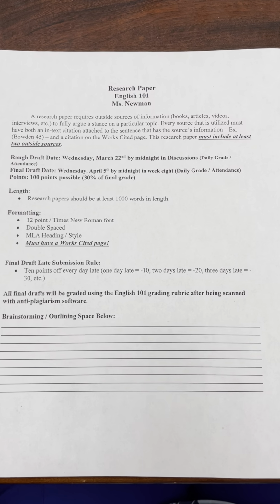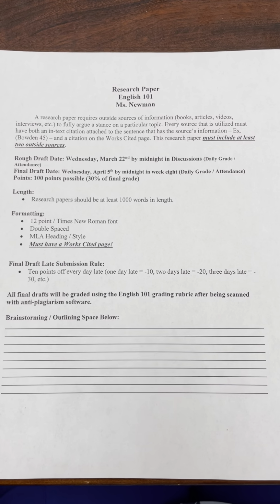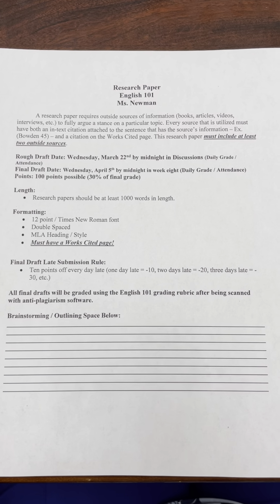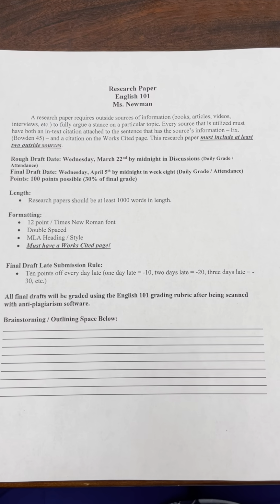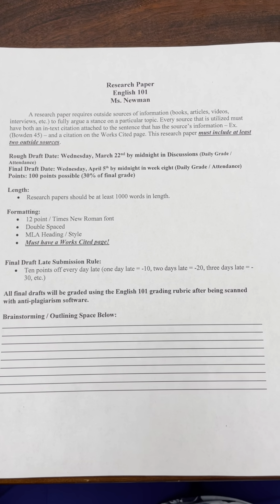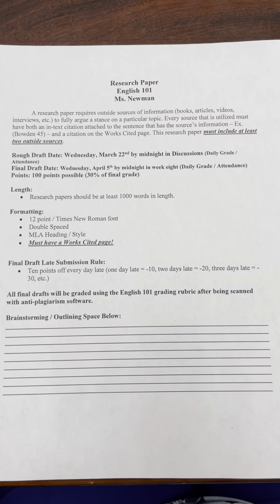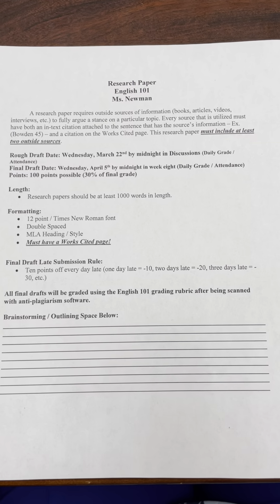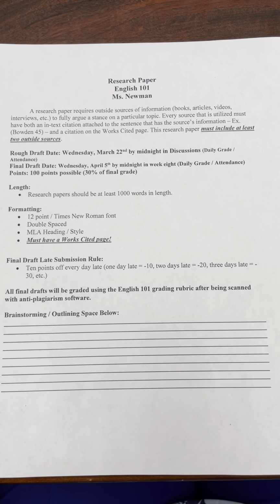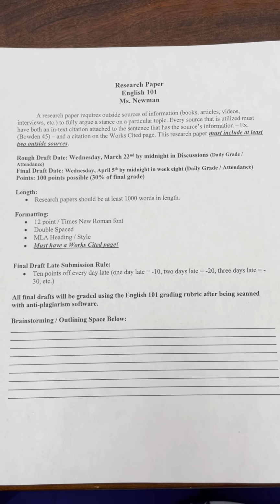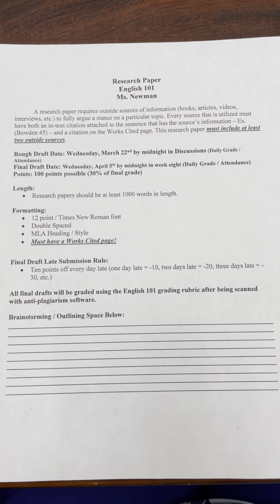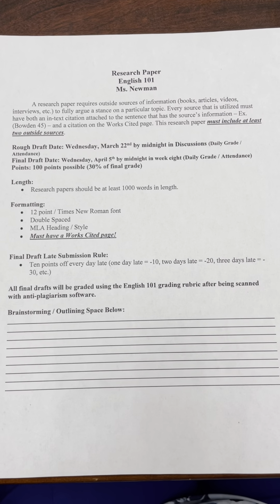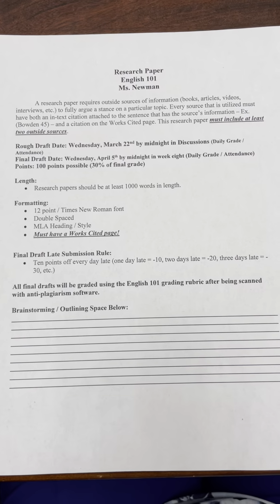But our textbook has examples on how to cite every kind of source. So if you need help finding the citation example, I'll help with that as well. But you're using your outside source to argue a stance on a particular topic. Every source that is utilized must have an in-text citation attached to the sentence that has the source's information. So, for example, if the author's last name was Bowden and you found the information on page 45 of a book, that's how you do the in-text citation. But you'll also have a citation on the works cited page. So you need both the in-text citation and a works cited page to give credit to your outside sources.